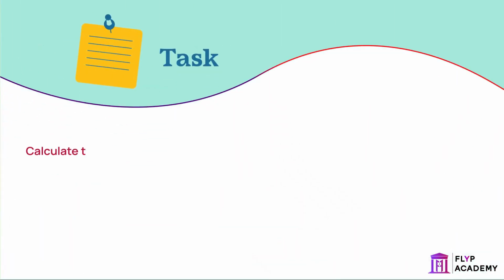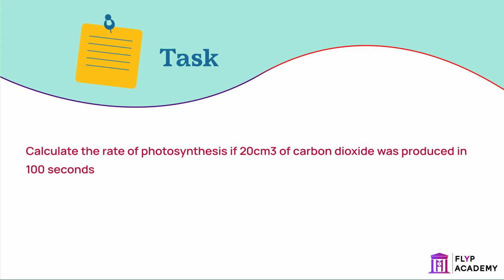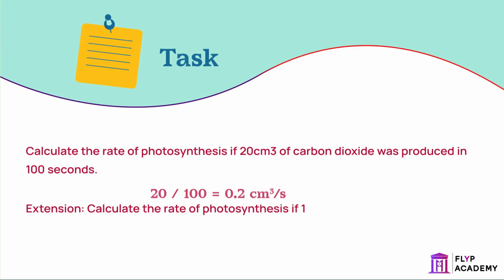Task. Calculate the rate of photosynthesis if 20 centimeters cubed of carbon dioxide was produced in 100 seconds. And here's the answer. Extension. Calculate the rate of photosynthesis if 150 centimeters cubed of water was taken in 5 minutes. To calculate the rate, we must usually convert minutes into seconds. So 5 minutes is 300 seconds. So the rate is 150 divided by 300, which equals 0.5 centimeters cubed per second.